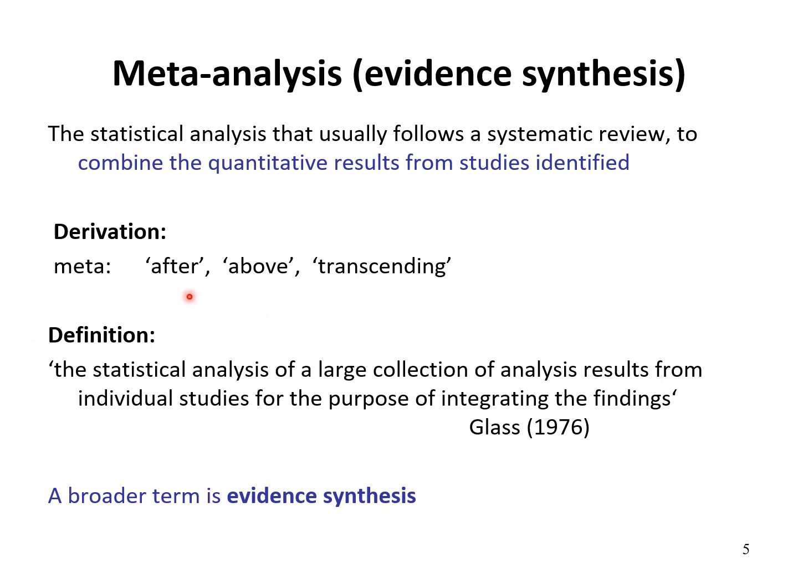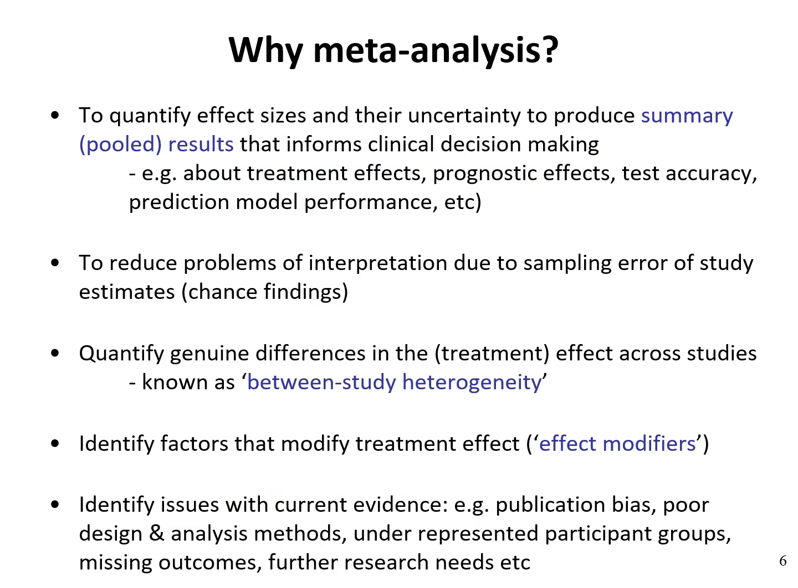Meta-analysis is from the Greek, which means after, above, transcending. So this is the statistical analysis that usually accompanies a systematic review to combine the quantitative results from the studies identified. A broader term is evidence synthesis. Meta-analysis allows us to quantify effect sizes such as treatment effects, the accuracy of a test, the performance of a prediction model, and also the uncertainty of these estimates, to produce summary results, again to inform the decision-making process of interest. So if we're combining results across studies, we're hoping to reduce the problem of the play of chance.